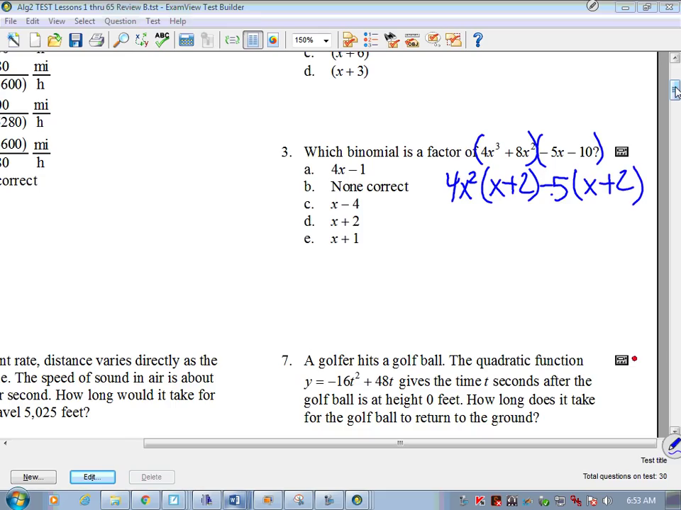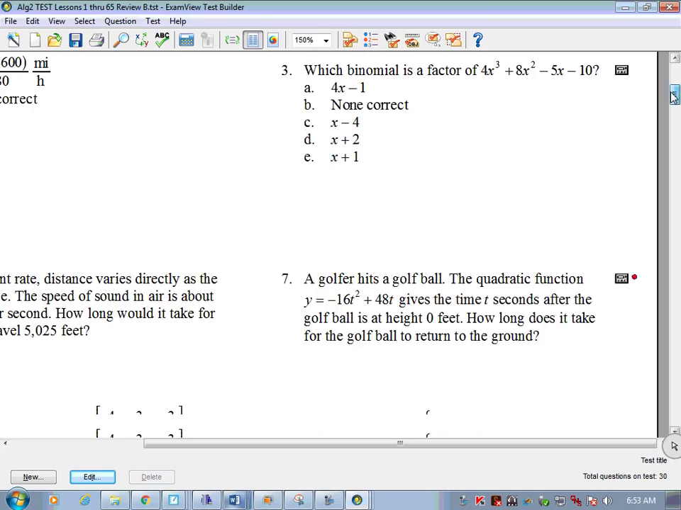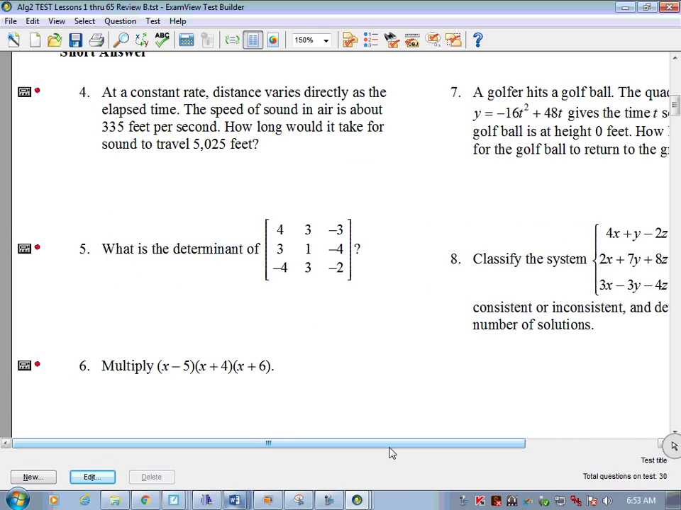So again, just like number 2. Let's see, so we have 4x squared minus 5, and we have x plus 2. Okay, and because x plus 2 is in our available answers, we're going to go with x plus 2. Okay, let's go down to number 4. I think that's probably over. These kind of put them all in strange places.